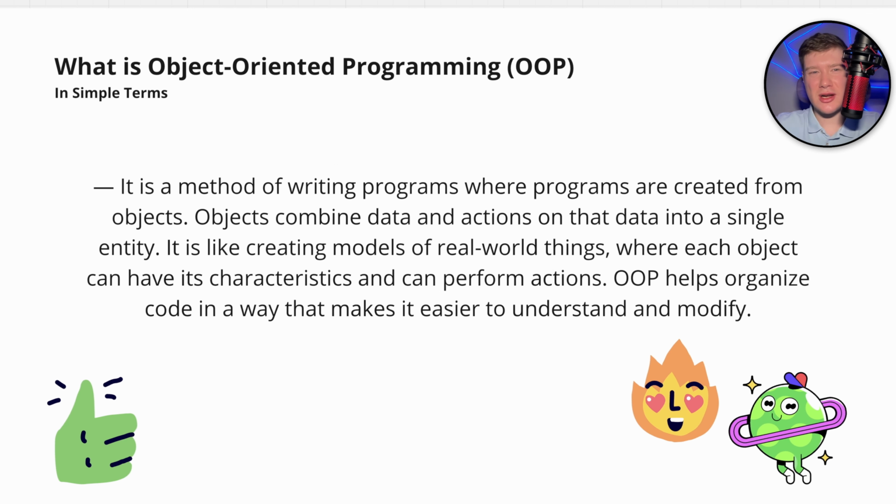Okay, but what is object-oriented programming in simple terms? It's a method of writing programs where programs are created from objects. Objects combine data and actions on that data into a single entity. It's like creating models of real-world things, where each object can have characteristics and can perform actions. Object-oriented programming helps organize code in a way that makes it easier to understand and modify.